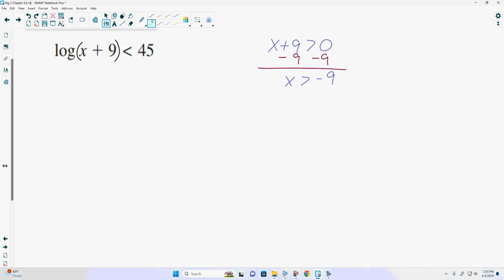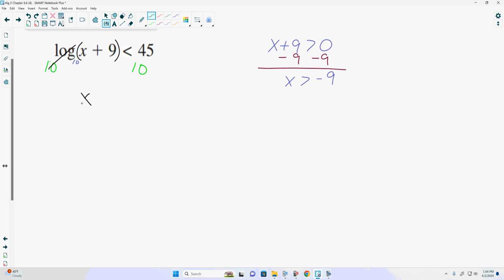Log of x plus 9 is less than 45. Almost. Since it's contained, we're going to put both sides to the base of 10. Now, if we didn't have the parentheses, it was just log of x plus 9, then yes, because the base here is understood to be 10. Whenever we have log and the base is not written, it's understood to be 10. It's what we call common logs.